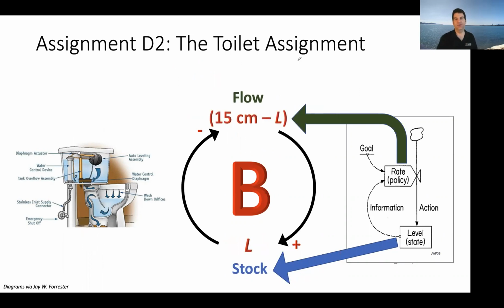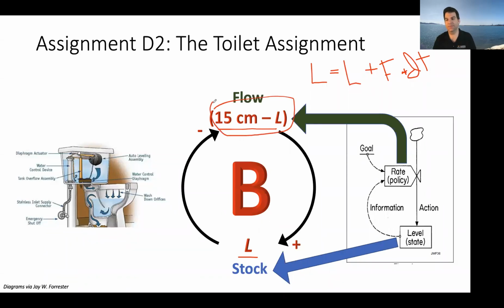And what are the formulas that you'll need to put into your spreadsheet? Well, I'm giving you the formulas here. This is what you'll put in your flow column, and this is the stock that you're worried about. So remember that the next L is just going to be the previous L plus the flow times dt. This will be what's in the cell underneath every water level: the previous water level plus whatever's in your flow column times dt. And 15 minus the current water level will be what's in your flow column.